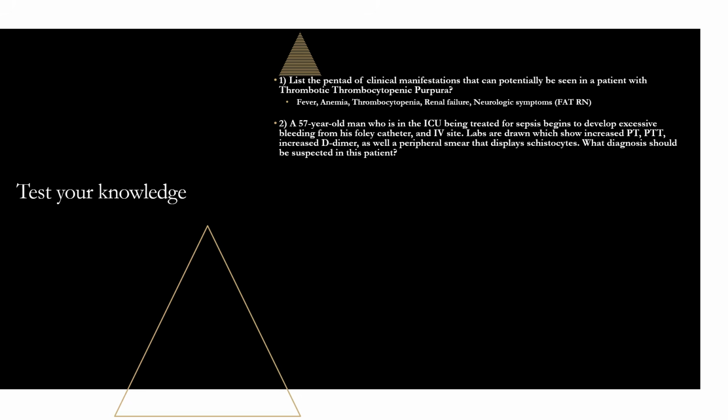Question 2, a 57-year-old man who is in the ICU being treated for sepsis begins to develop excessive bleeding from his Foley catheter and IV site. Labs are drawn which show increased PT, PTT, increased D-dimer, as well as a peripheral smear that displays schistocytes. What diagnosis should be suspected in this patient? Remember, that is going to be disseminated intravascular coagulation.